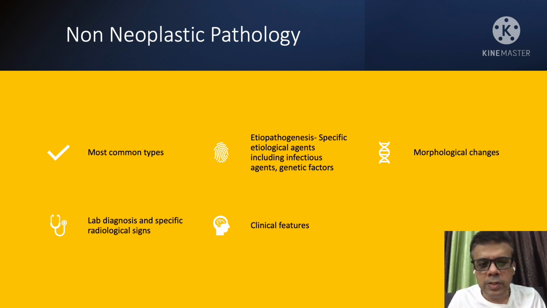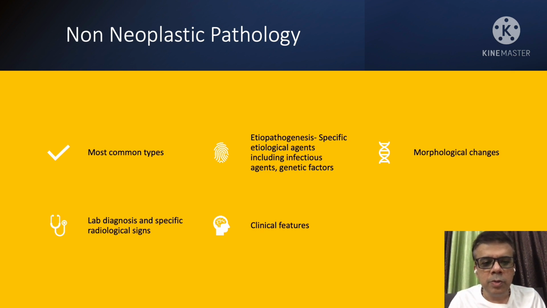Again, the morphological changes of each of the entities are commonly asked. For lab diagnosis and specific radiological features, like in myocardial infarction, you might be asked regarding different types of markers, cardiac markers, and ECG findings. So lab diagnosis and specific radiological signs of each of the important topics can be asked. The clinical features are also very important. For example, in angina, how will you differentiate between stable angina, unstable angina, and myocardial infarction? So you need to know the subtle clinical differences of each of the entities.